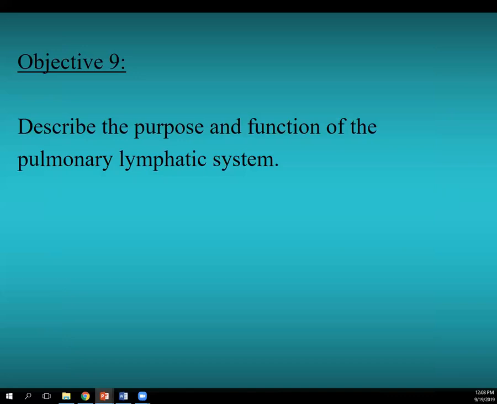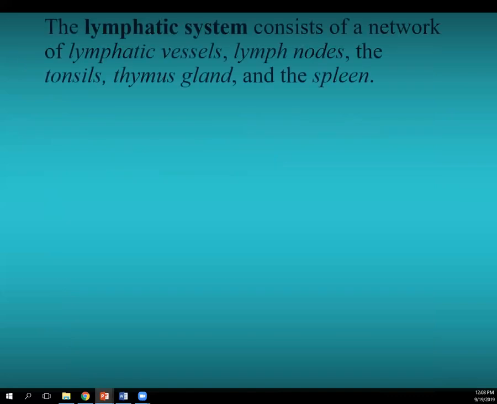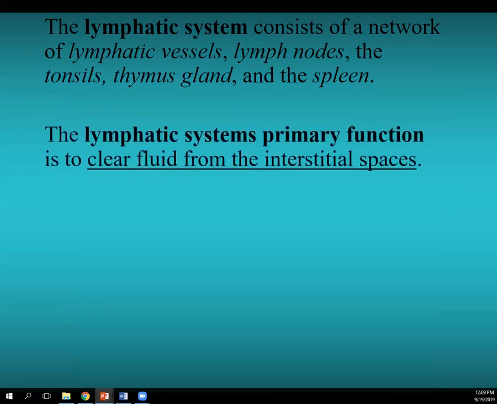Okay. Objective 9 is to describe the purpose and the function of the pulmonary lymphatic system. Well, the lymphatic system, when we're thinking of the definition, consists of a network of lymphatic vessels, lymph nodes, the tonsils, the thymus gland, and the spleen. The lymphatic system's primary function is to clear the fluid from the interstitial spaces.